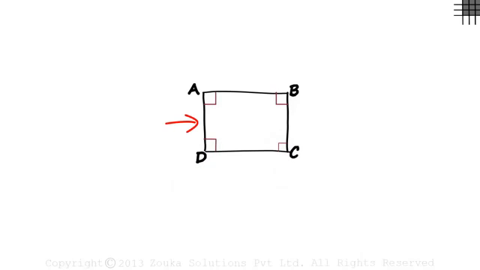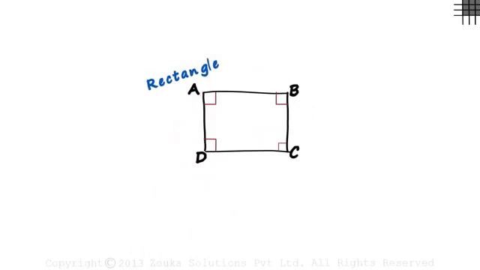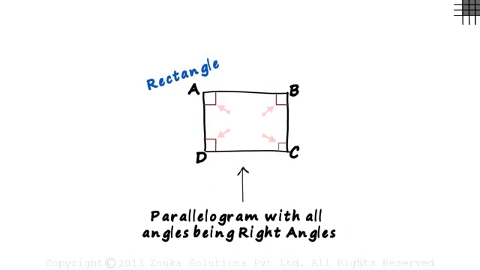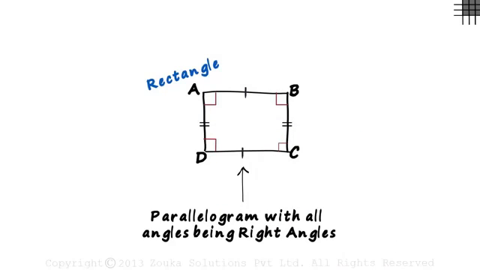This special case of parallelogram is called a rectangle. This is how a rectangle can be defined. It is a parallelogram with all angles being right angles. Just like in a parallelogram, the opposite sides of a rectangle are equal. This side will be equal to this side and this side will be equal to this one.